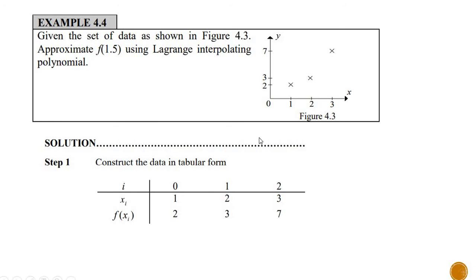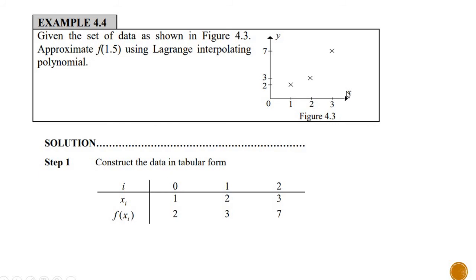Example 4.4. Given the set of data shown in this figure, approximate f at 1.5 using the Lagrange interpolating polynomial. So as usual, step 1 is for you to construct this data in the graph into a tabular form. Make sure you have everything in a correct manner.